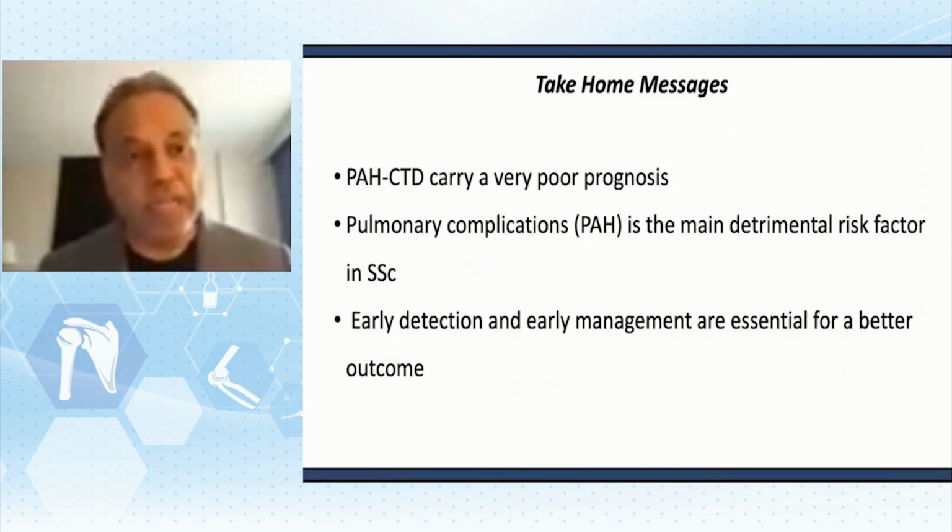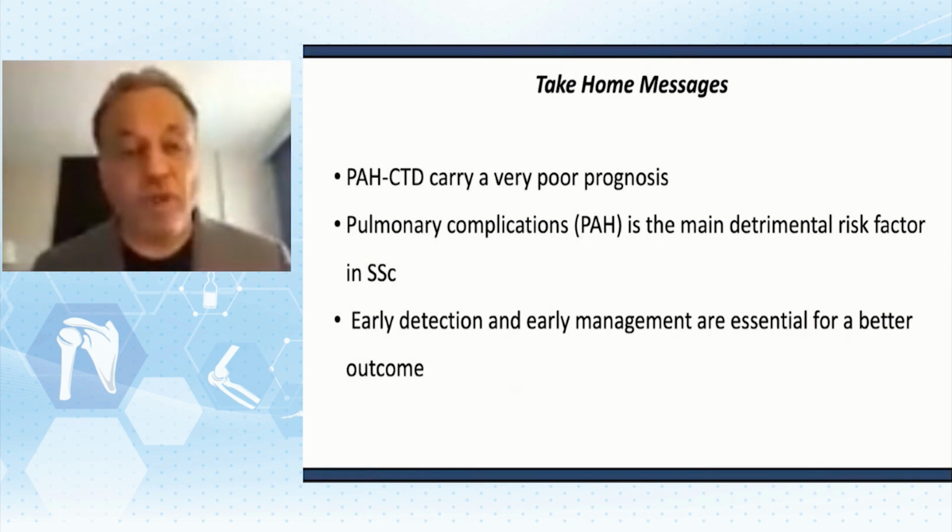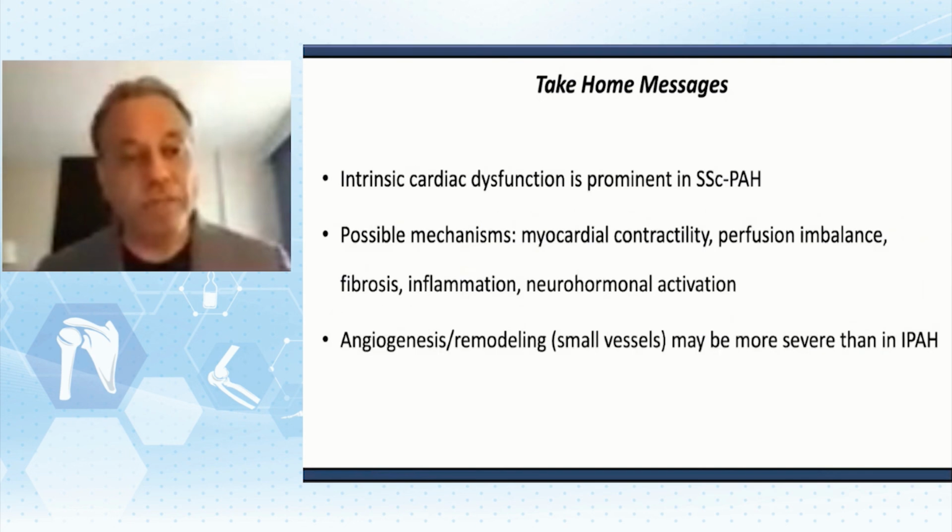So my take-home message to you, ladies and gentlemen, is that as we said in the previous talk, PH-CTD usually carries a very poor prognosis, and you don't want to have that combination in your patient. This is why we need to do everything possible to detect it very early in order to improve the outcome in those patients. As we said, the pulmonary complication is the main determinant of poor outcome in patients who have scleroderma.